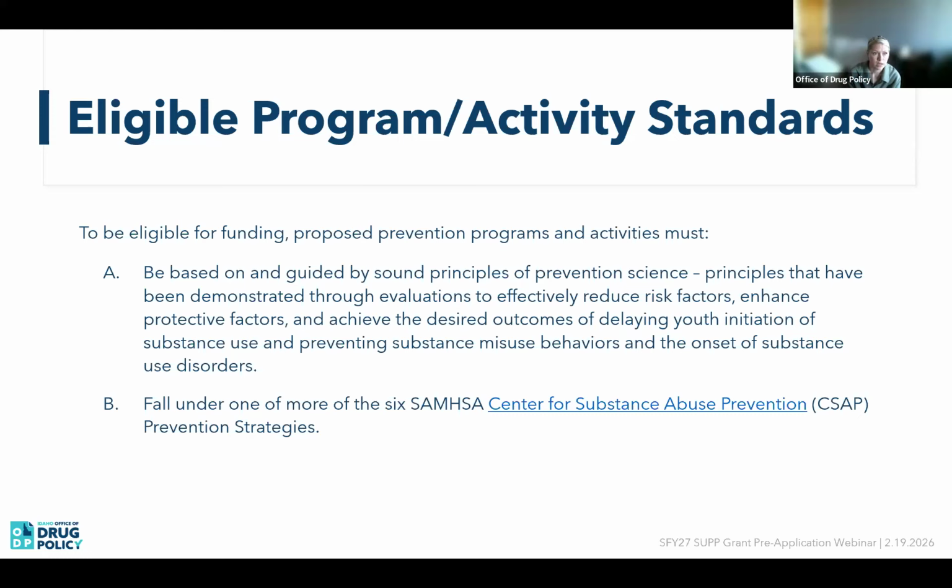Just very important that we support programs and activities that are guided by science, that we have more confidence that through outcome evaluation, they have been demonstrated that if they are implemented effectively, they are likely to have desired positive outcomes, and also ensure that we are not going to be accidentally causing any unintentional harm. And then B, the proposed prevention programs and activities must fall under one or more of the 6 SAMHSA CSAP prevention strategies.